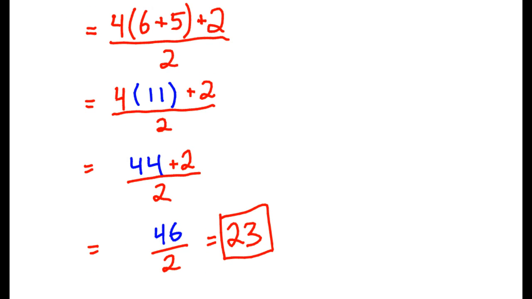All right, so when we get to the back, please note how I did one step per line. I did 6 plus 5 is 11. And I just copied down everything else. The 4, the plus 2, the over 2. Then I did 4 times 11. Did one thing. Just bring down the plus 2 divided by 2. So that's the work I'm kind of expecting.